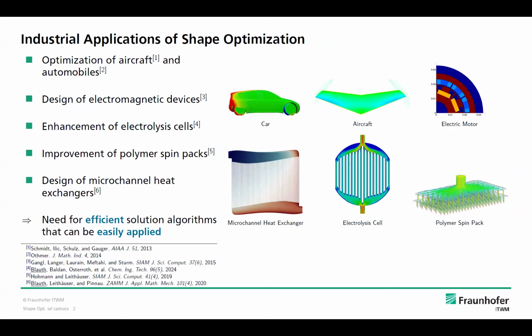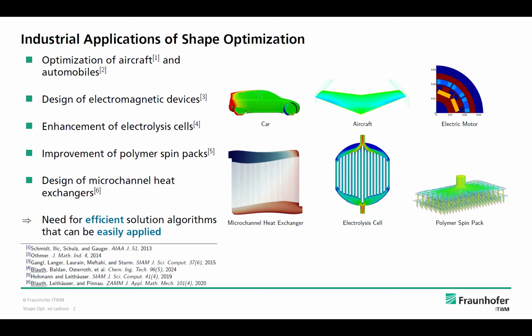So first of all, some industrial applications which we are working on or which I've taken from the literature. You can think of many optimization targets which you want to optimize, like car design or aircraft design. We are looking at chemical cells or continuous flow reactors. And also historically, my department has been active in spinning processes, and I will show you some applications for this too.